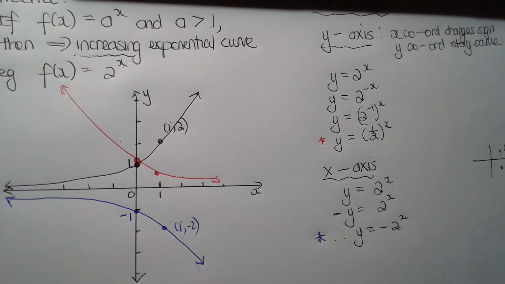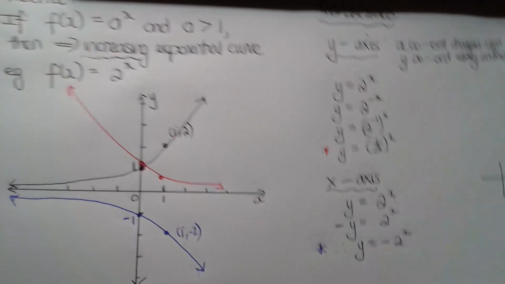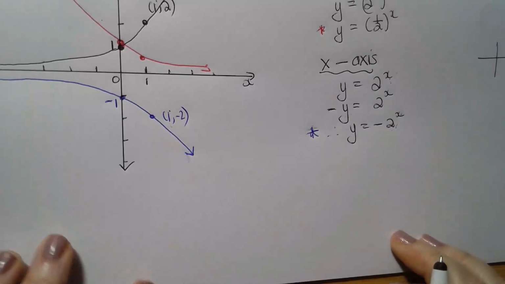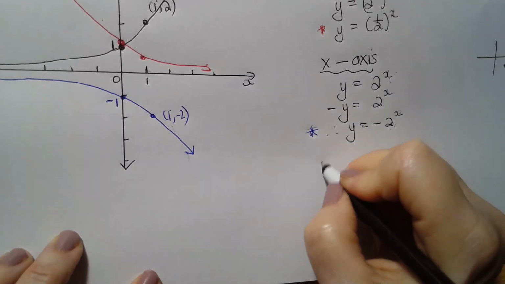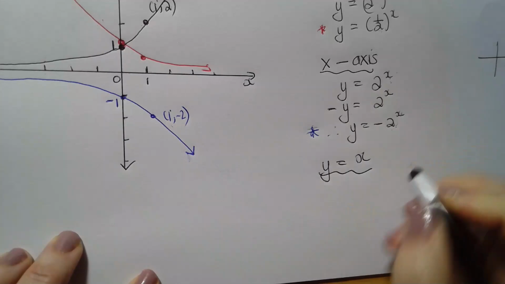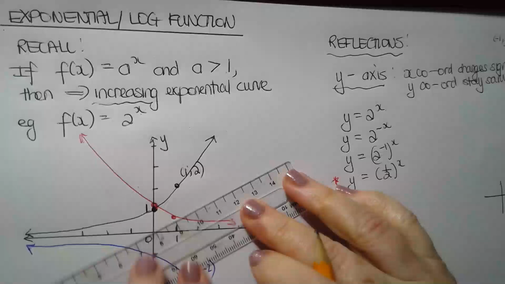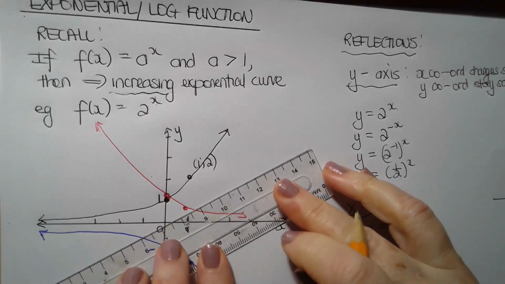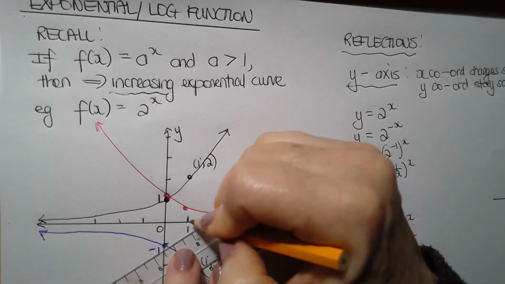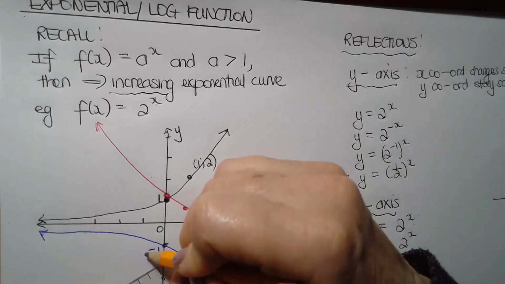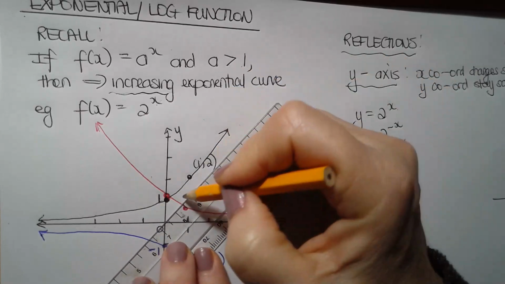But we also learned another reflection in grade 9. And that reflection was around the line y equal to x. Okay, so I'm just going to take a pencil and I'm going to draw in the line y equal to x, which would look something like this.